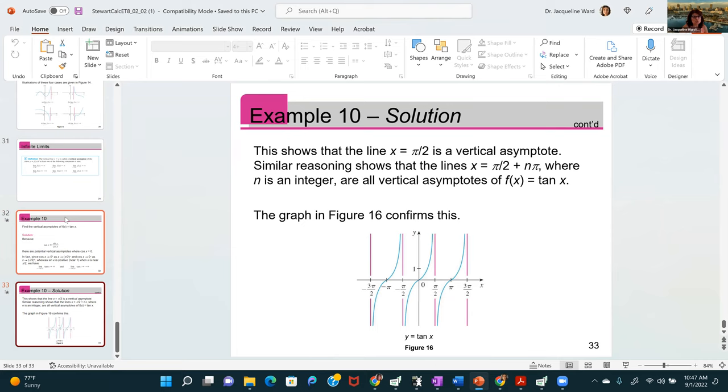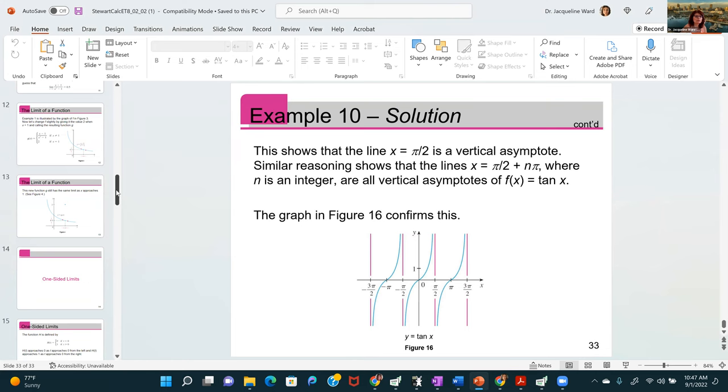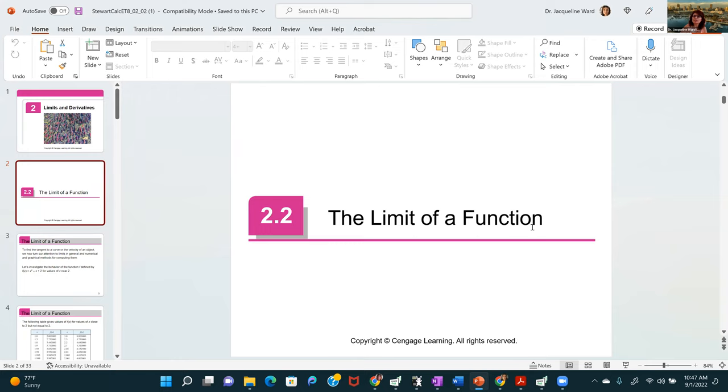Okay, so this is 2.2, all about the intuitive limits of a function. And last but not least, we'll talk about 2.3.